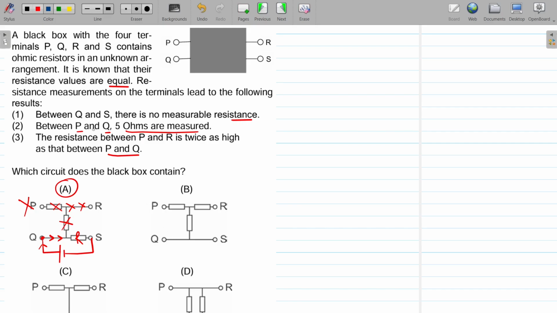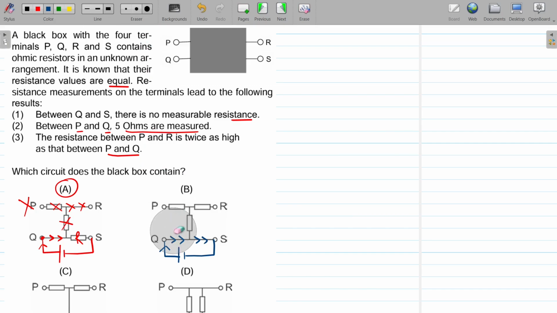Let's see the next one. Between Q and S, we should have no resistance. So let us apply a cell between Q and S. You can see the current will flow from Q to S without any resistor in between. So the first condition is satisfied here.